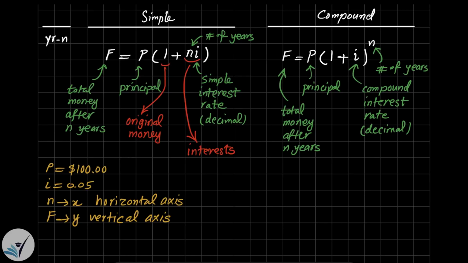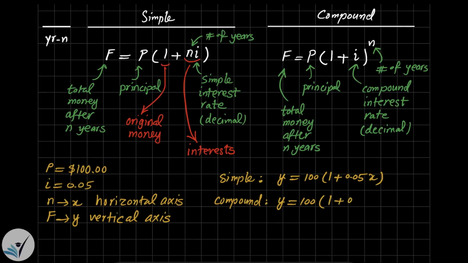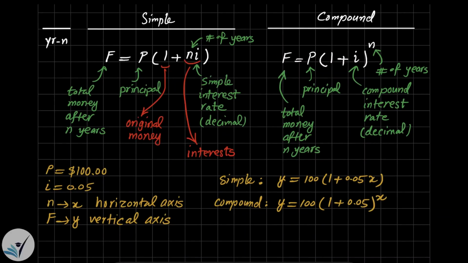So in case of simple interest, this is my equation. Y is equal to 100 open parentheses 1 plus 0.05 times x. And in case of compound interest, this would be my equation. Y is equal to 100 open parentheses 1 plus 0.05 close parentheses to the x. Let's head over to Desmos to see the drawings.